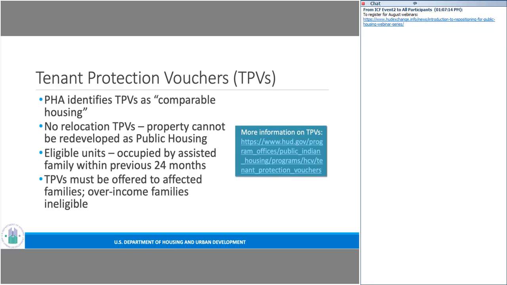And again, I want to stress that eligible units are only those units that have been occupied in the past 24 months. And TPVs must be offered to affected families. So if there is someone over income, you may want to think a little differently. We can talk about that later on, but they would be ineligible to receive vouchers. So I want to make that note.